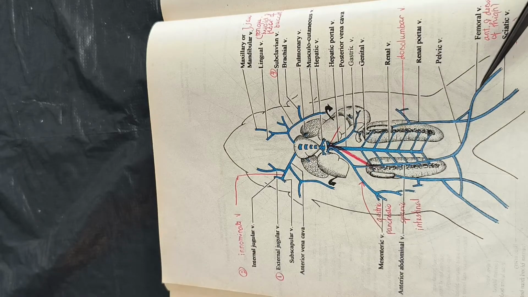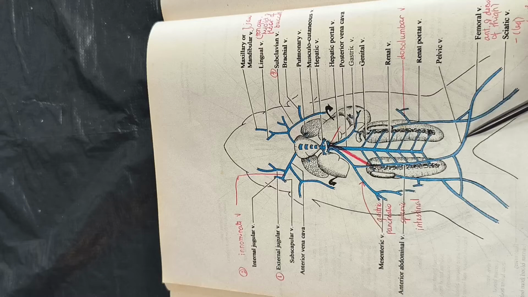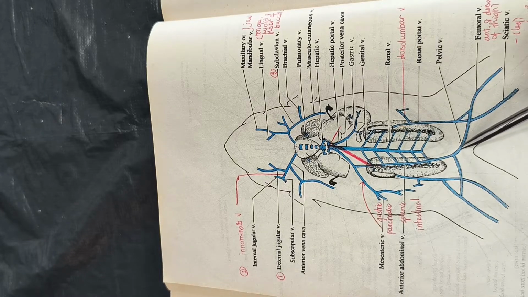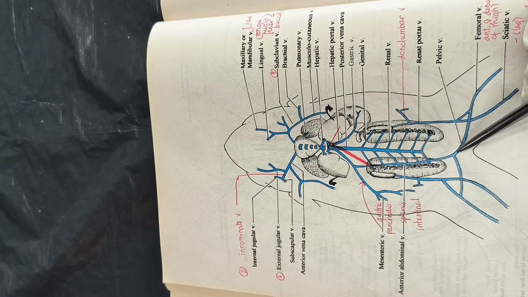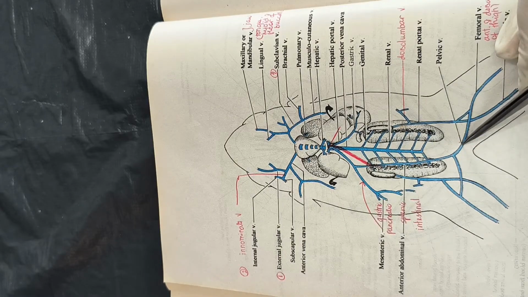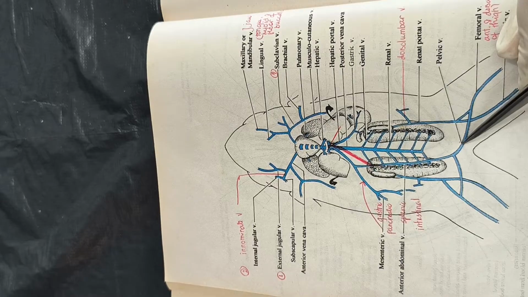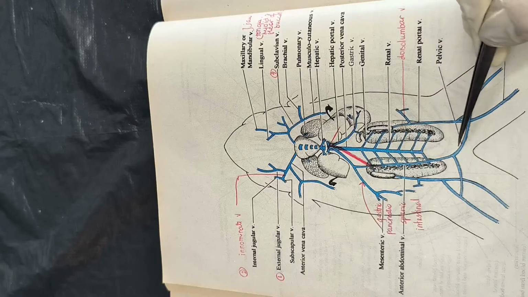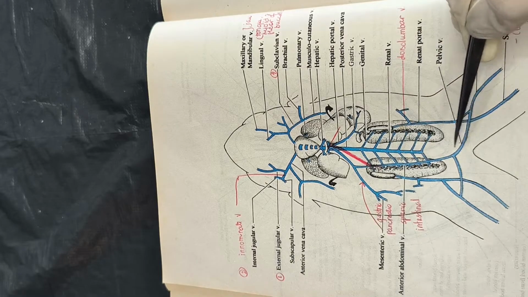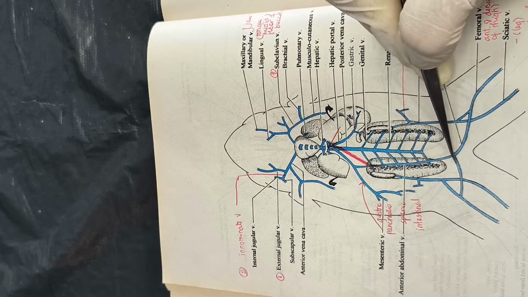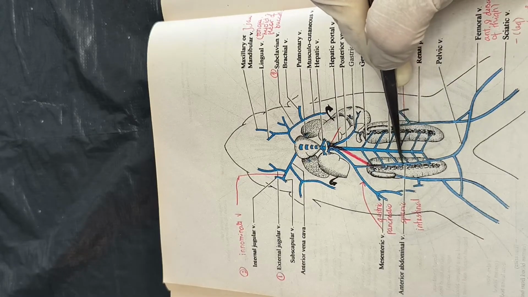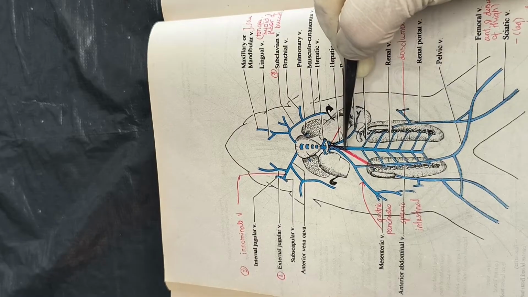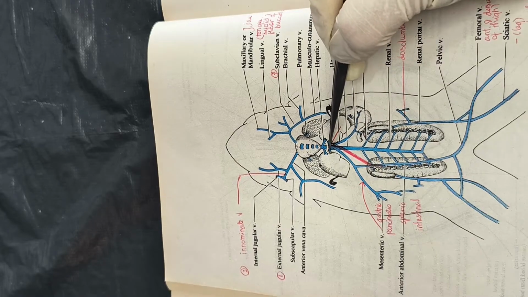Okay, so again, tracing the branch coming from the femoral, you have here the anterior abdominal vein, pelvic vein, and then the pelvic vein collects blood from the cloaca, especially from the urinary bladder. And then they would now fuse, forming the anterior abdominal vein, which now empties into the hepatic portal vein.